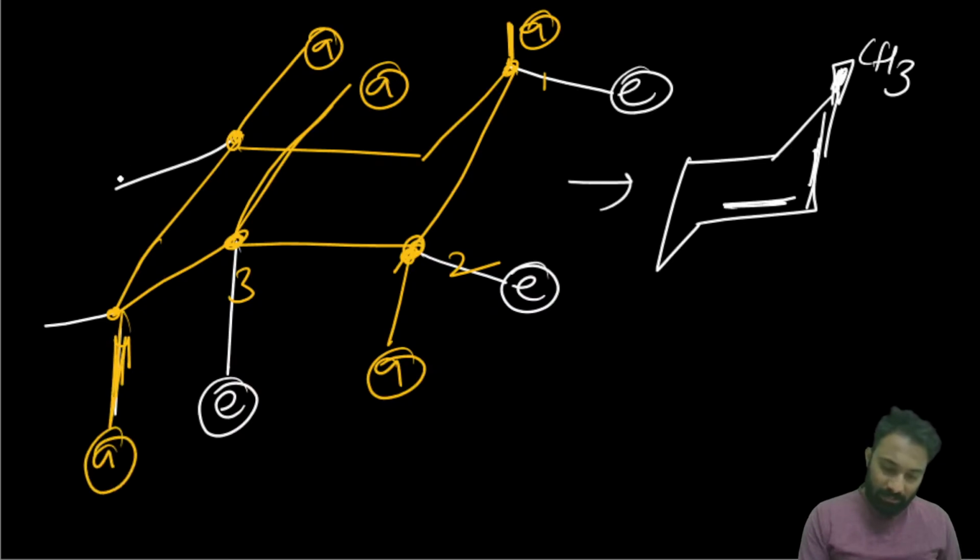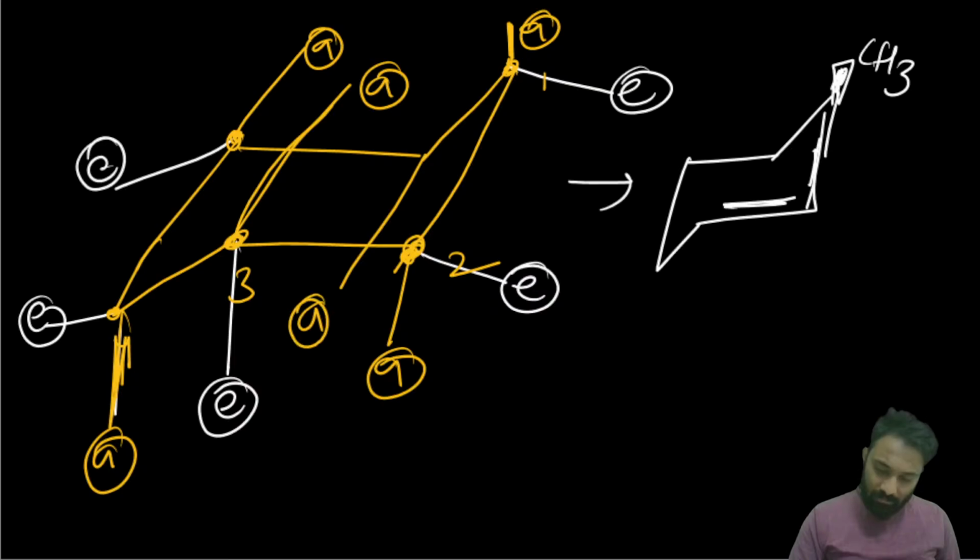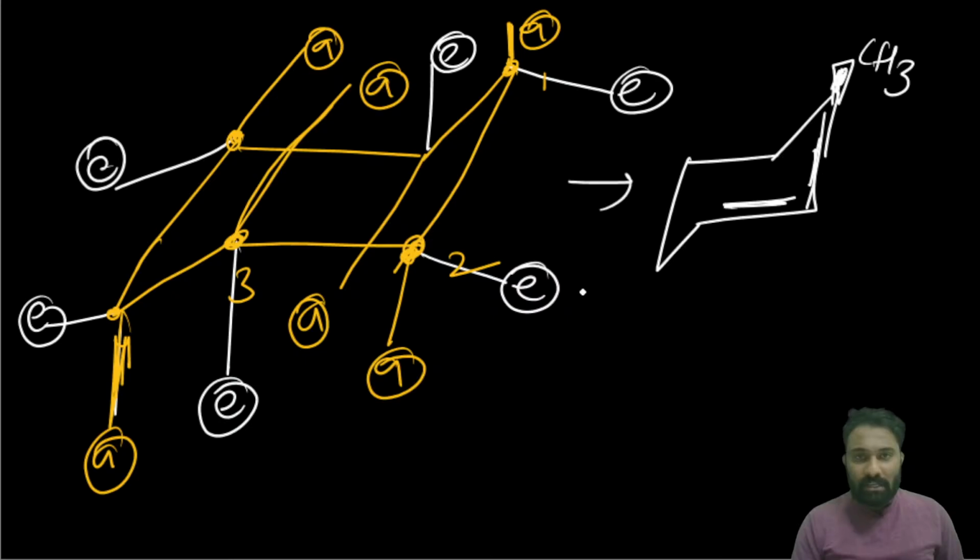Done. Ido equatorial, clear? Now this is axial, and here equatorial. Now these are the positions of the cyclohexane: axial, equatorial. Stereotype of the chemistry questions, they will stress with the cycloalkane only. Here these positions you have to remember.